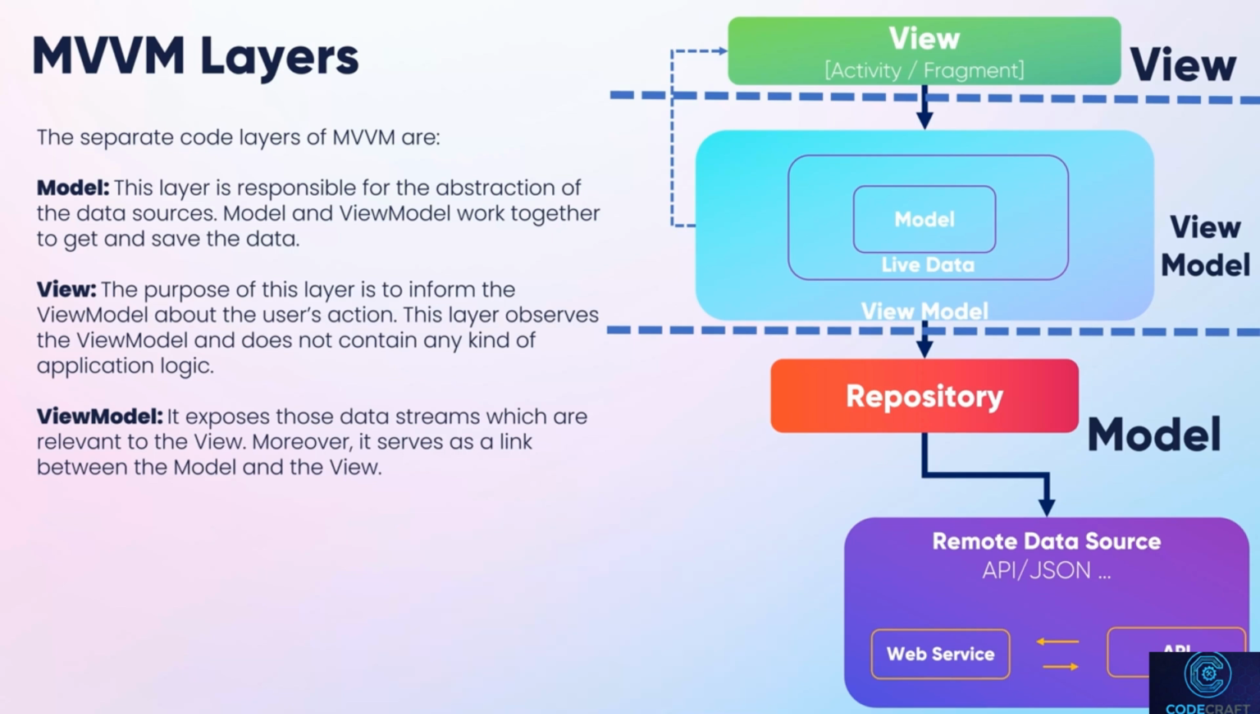Let's start with the model. We're going to use the remote data source in our application. So we're going to build a database, create our own API, and from this API, we're going to fetch the JSON response and, using Retrofit, update the UI, designing the app following this MVVM layer.